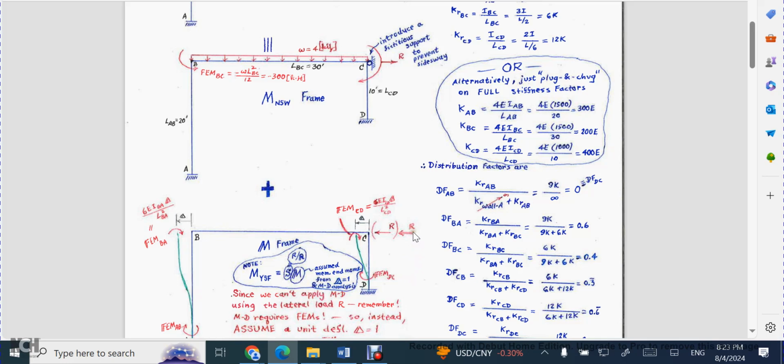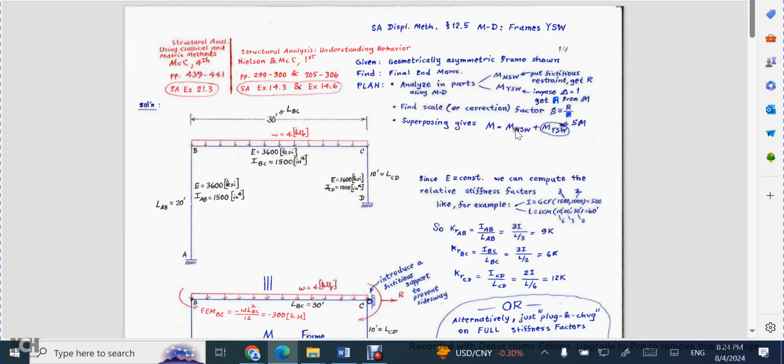After you do all of that, you have to get your correction factor, or your scale factor. I call that my scale factor S. S then becomes your R force from this frame divided by the double-barred R that we get from this frame doing some statics. Then you multiply that with the end moments on your double M frame, and then you add that to your end moments from your frame that was disallowed from swaying. When you add those, you get your final end moments, which is what we're after.